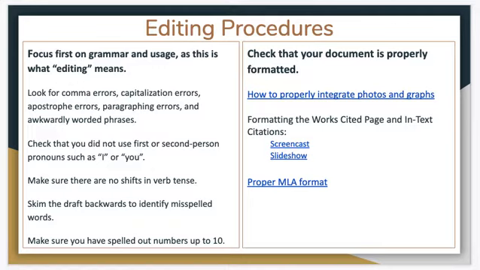You can skim your draft backwards to identify misspelled words, and then make sure that you spelled out numbers up to 10. Once you get to 11 and higher, you can write the actual numerals out.